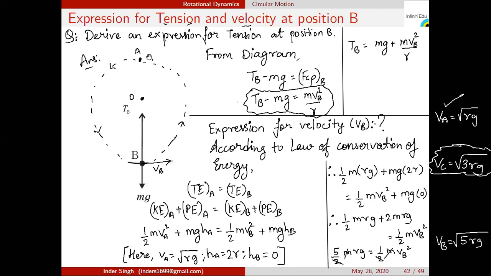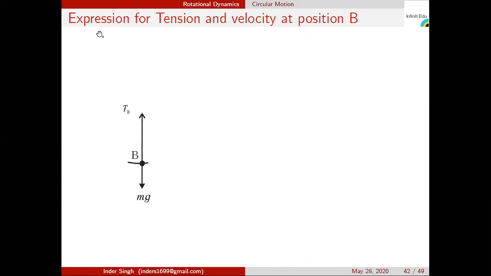Let us move to the derivation which is there in your textbook. The same type of derivation is there. Expression for tension first.